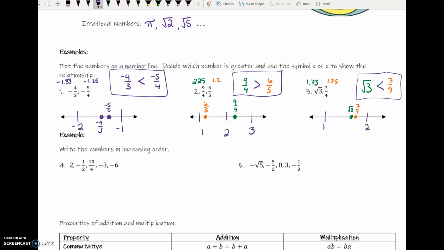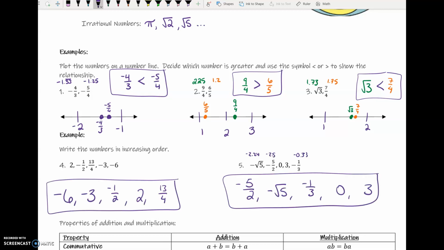Here are your answers. I tried to color code it a little bit. And 4 and 5, figure out what the decimals are. Remember, with negative numbers, the ones that are farther away from 0 are the smaller numbers. So on number 4 and number 5, transfer all of those into decimals and then put them in order from smallest to largest. There's your answers for 4 and 5.